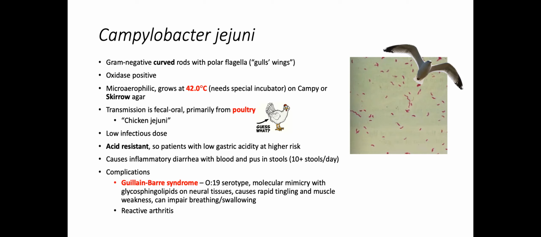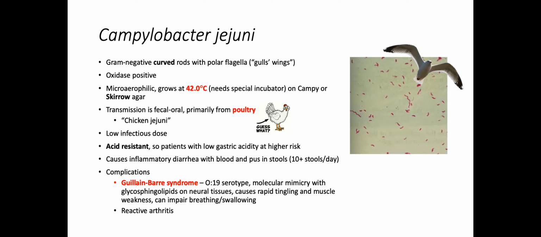It's acid resistant. So people with low gastric acidity, or lower pH, are at higher risk. It can cause inflammatory diarrhea with blood and pus, but here's our important thing to also know. A complication can be Guillain-Barré syndrome.